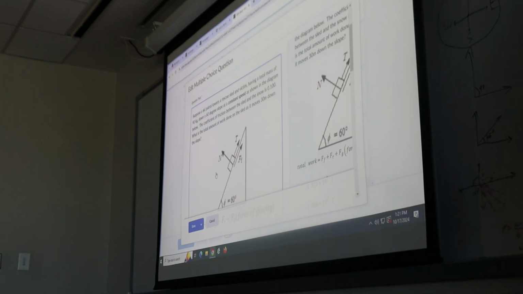Distance 30 meters down the slope. So 30 meters. Distance is.